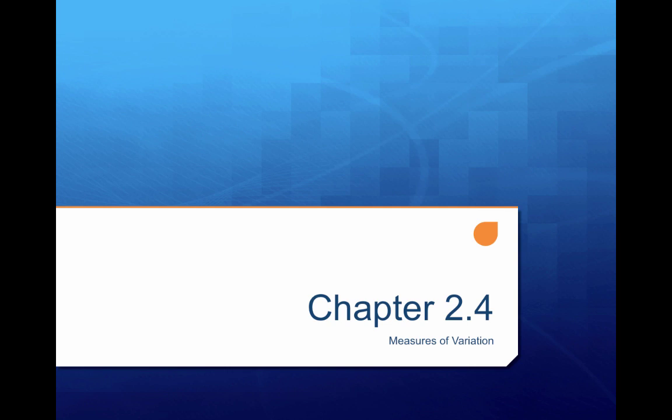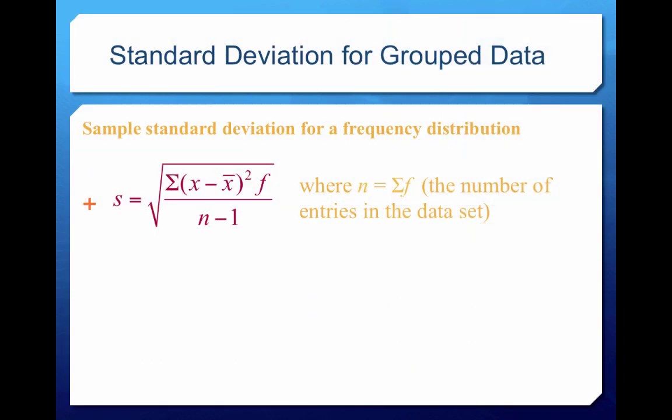All right, you guys, let's keep going with measures of variation and talk about how we're going to get the standard deviation for grouped data. Now we're dealing with data that's been grouped either by a frequency distribution or a histogram. Notice that our sample standard deviation formula is exactly the same, except now there's this f in our numerator. And what is that little script f? Well, those are our frequencies.